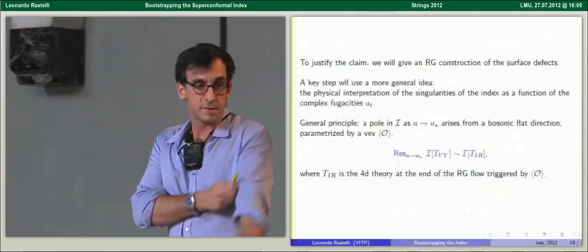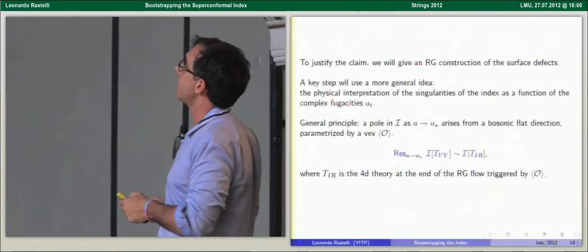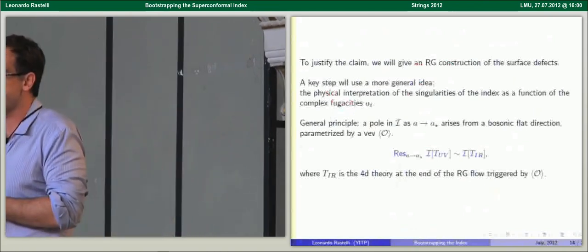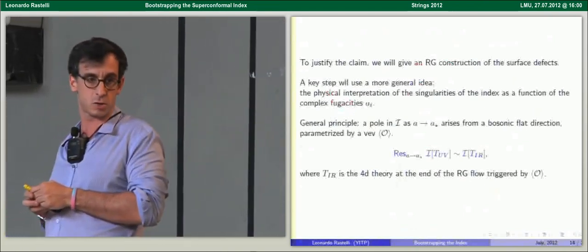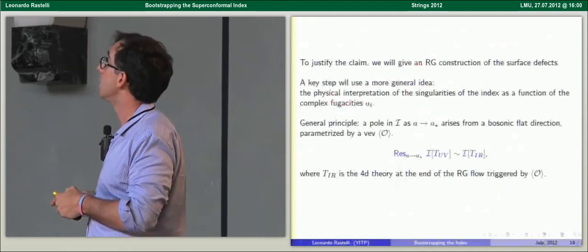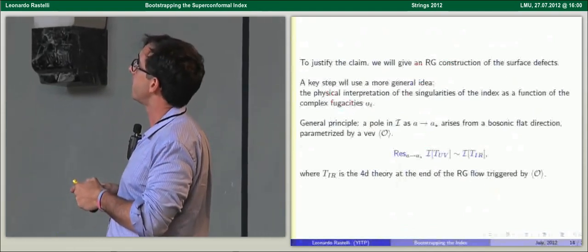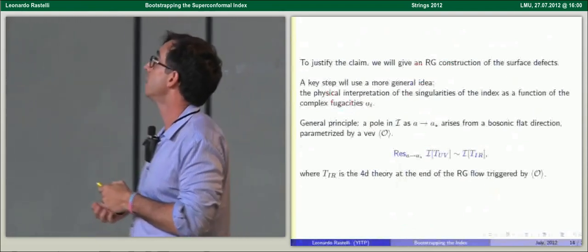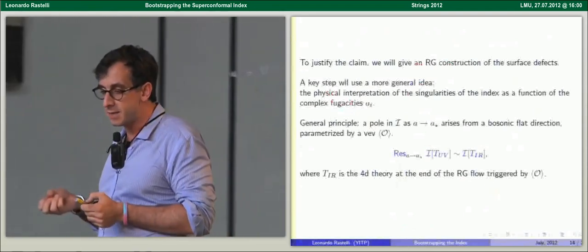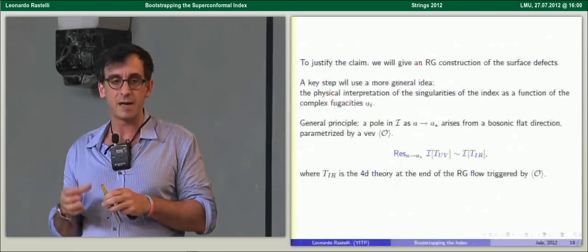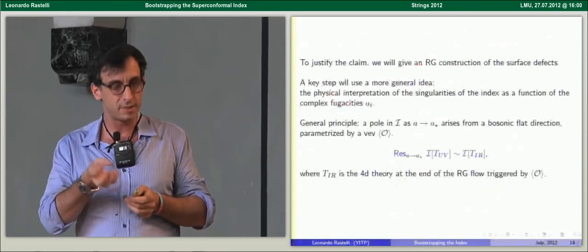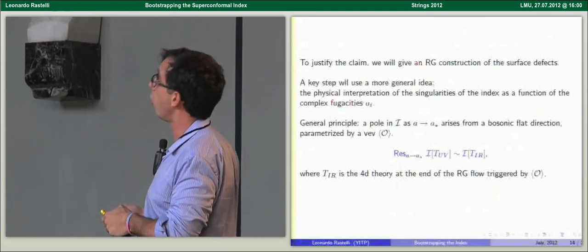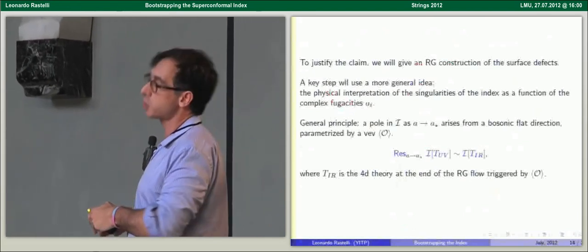Now, how did we derive that basic claim? We introduced surface defects by an RG construction, which I'm going to explain in the next slide. But before that, I need to try to emphasize a more general idea. And the idea is that the index has intricate analytic structure, in particular singularities in these complex fugacities, and we want to interpret a pole as arising from a bosonic flat direction.